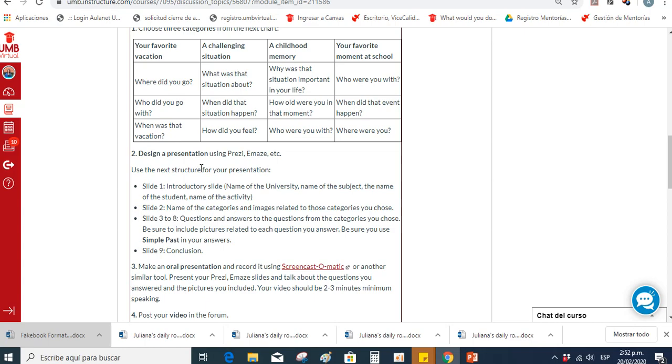Dentro de la primera diapositiva, entonces vamos a incluir the name of the university, the name of the subject, the name of the student, and the name of the activity. After that, we have in slide 2 the use of the name of the categories or images related to those categories you chose, the questions and answers to the questions from the categories you chose, and be sure to include pictures related to each question you answer, and be sure you use simple past in your answers. Recordemos que es importante que después de que ustedes escojan las tres categorías pertinentes, las nombren y coloquen imágenes relacionadas a las mismas.